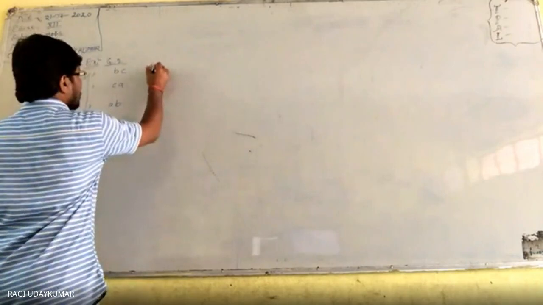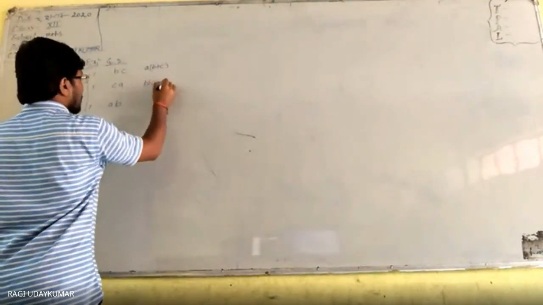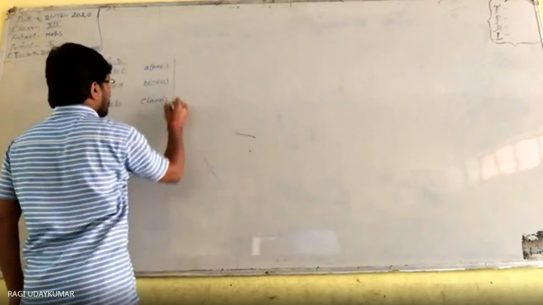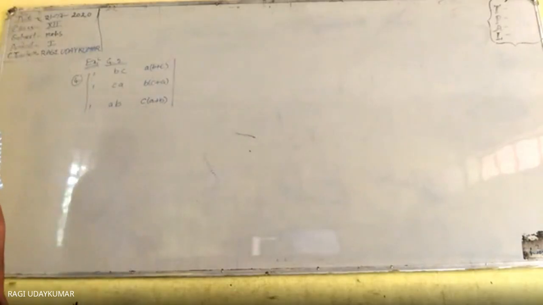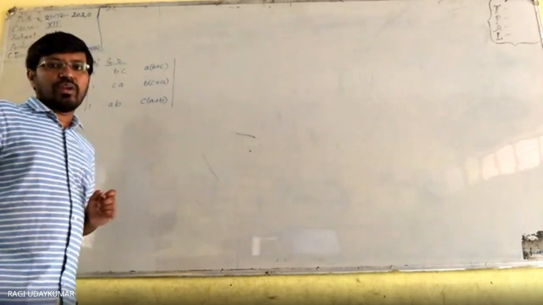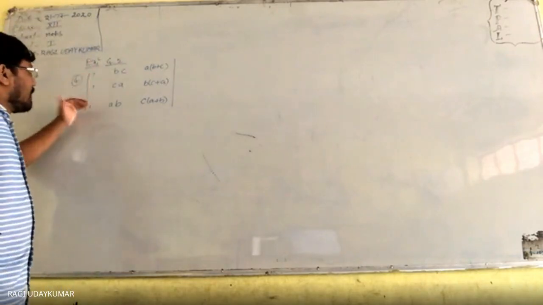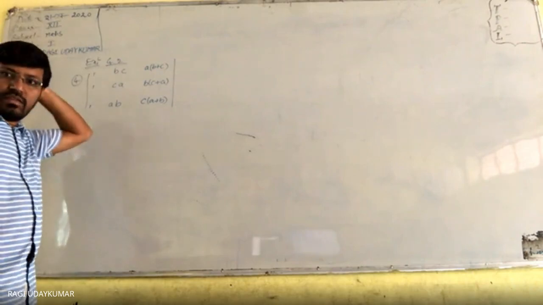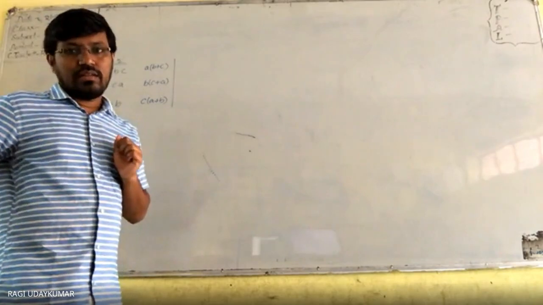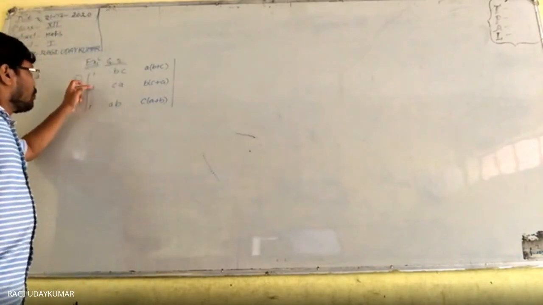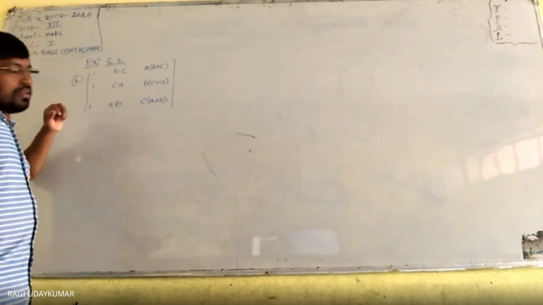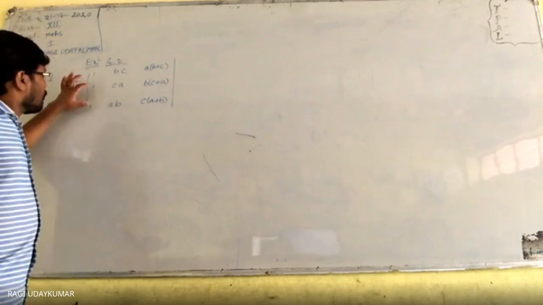A into B plus C, B into C plus A, C into A plus B. The determinant of this matrix is substituted matrix. Usually what happens, whenever you are having 1, 1, 1 in any determinant of the matrix, then you do R2 minus R1, R3 minus R1, and these two we have to make 0.